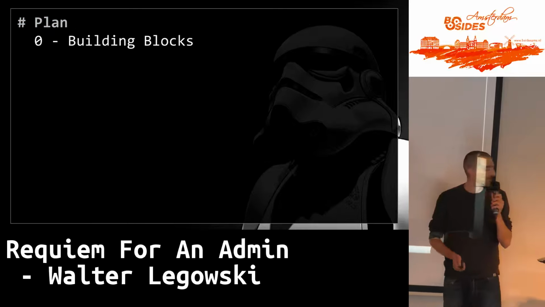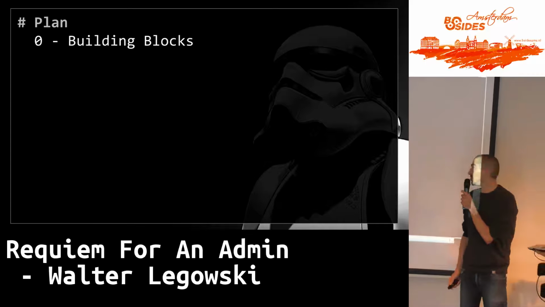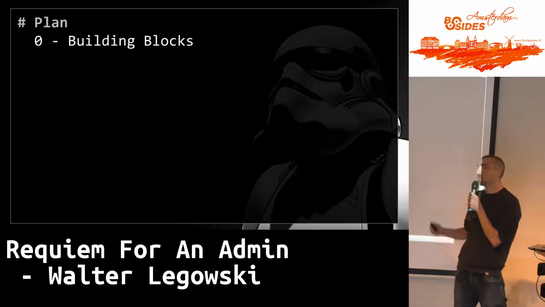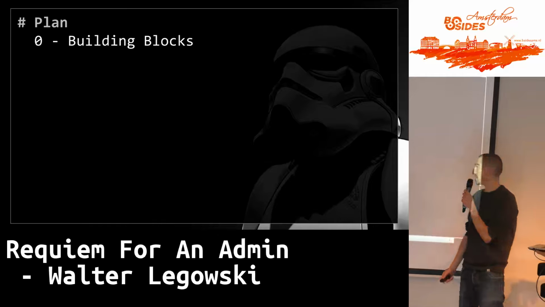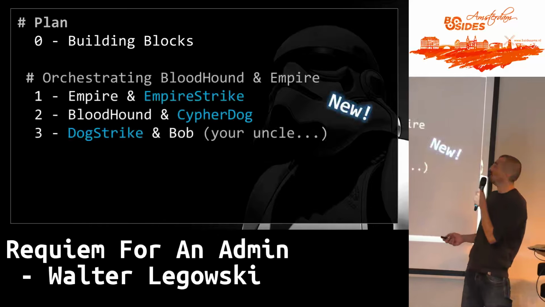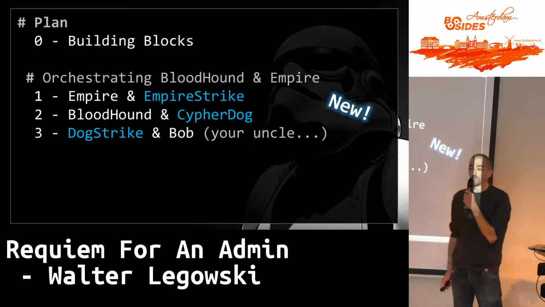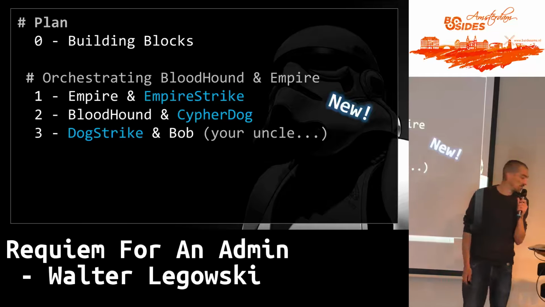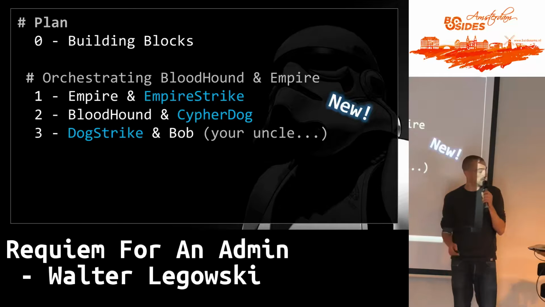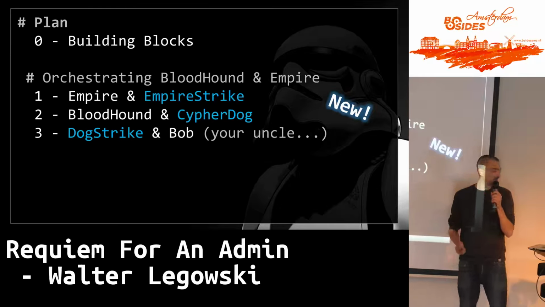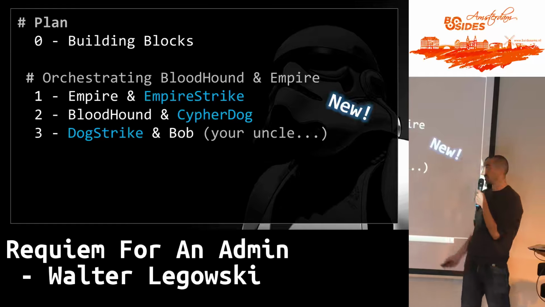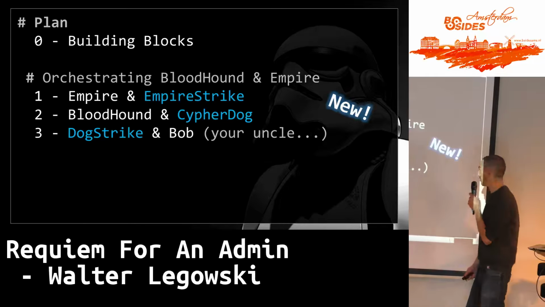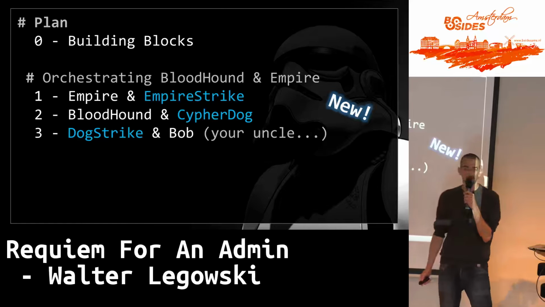And the plan for today, so I'll start with an intro on the building blocks, so how this is all put together to get to the end goal. And then we'll dive into automating Bloodhound and Empire, and I'll demo 3 tools that I'll be releasing code for today. Empire Strike, CypherDog, and DogStrike, which are 3 PowerShell modules made to automate Bloodhound and Empire.